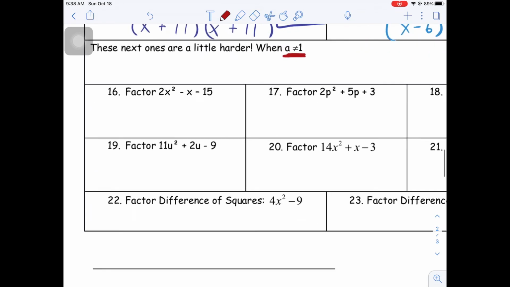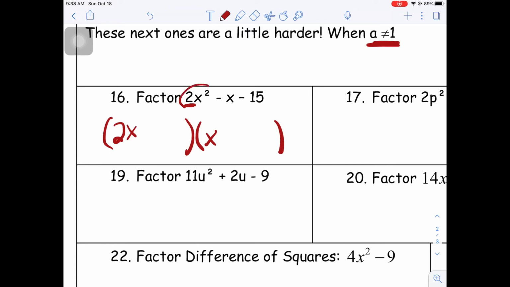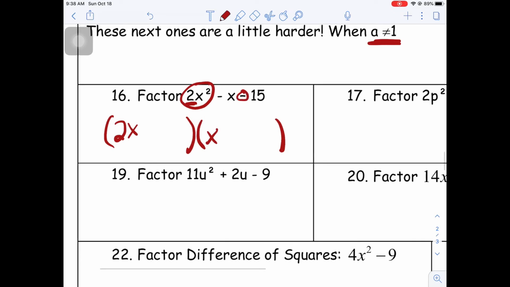So for number 16, a value is not 1, but it's prime. Okay, because it's prime, that makes it a little bit easier. It has to be 2x and x. Okay, we don't have any other options, but 2x times x would give us this 2x squared. From here, we have a negative at the end.